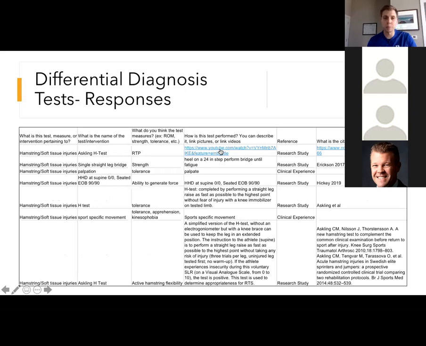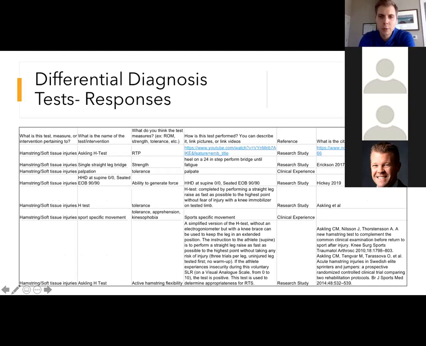And a big thank you to everybody who did go in and fill out the form that we had. There were quite a lot of responses. We were really happy to see that, and this was the results of that. As you can see here, the H test was mentioned quite a lot, and when I looked into it, from that Askling article from 2014, it looks more like a return to play test.